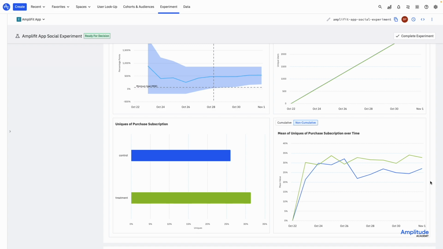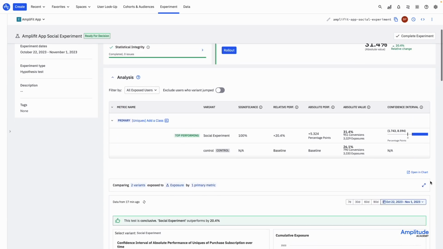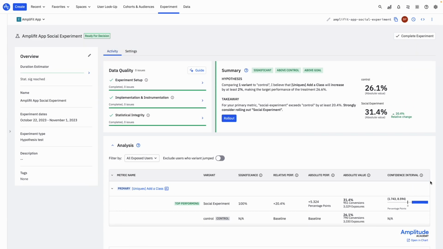Now that the results of the experiment have come in, the experiment is essentially over. However, we still need to make a decision on how to move forward. The next lesson will review the options available to you when ending an experiment and what we might do after analyzing the results of this one.